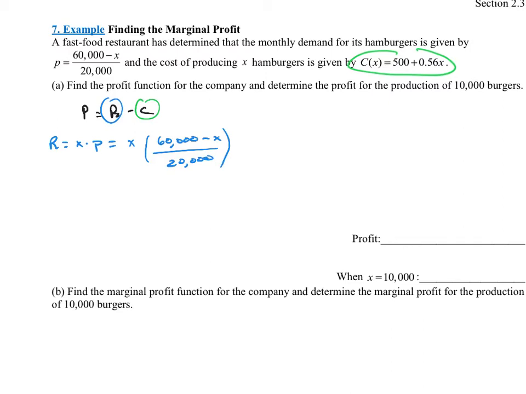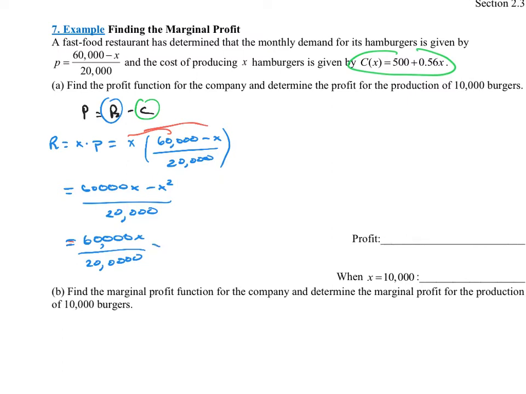Okay? So go ahead and distribute that X through. That would be 60,000X minus X squared all over 20,000. That's me distributing the X to both terms here. I'm going to separate and simplify this though. This is the same thing as 60,000 X over 20,000 minus 1 over 20,000 times X squared. That's 60,000 over 20,000. That's just going to simply turn into a 3.